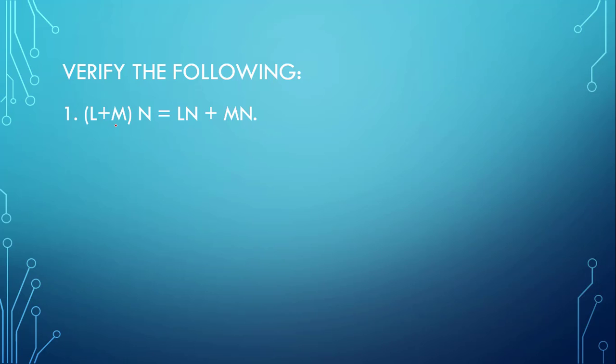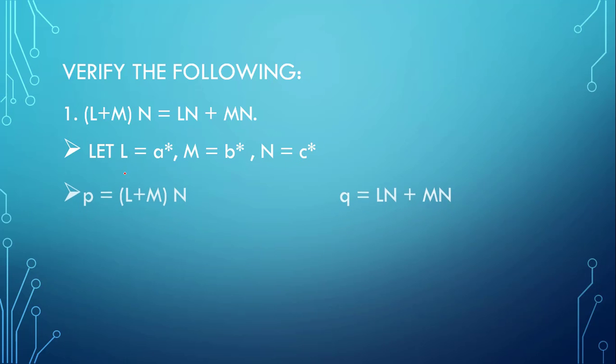Let us solve another example to get a much clearer idea about how to prove the equivalence of two regular languages. So here we have (L plus M) dot N, which will be equal to Ln plus Mn. So let L be equal to a star, M be equal to b star and N be equal to c star. We will assume that P is equal to (L plus M)n and Q is equal to Ln plus Mn.